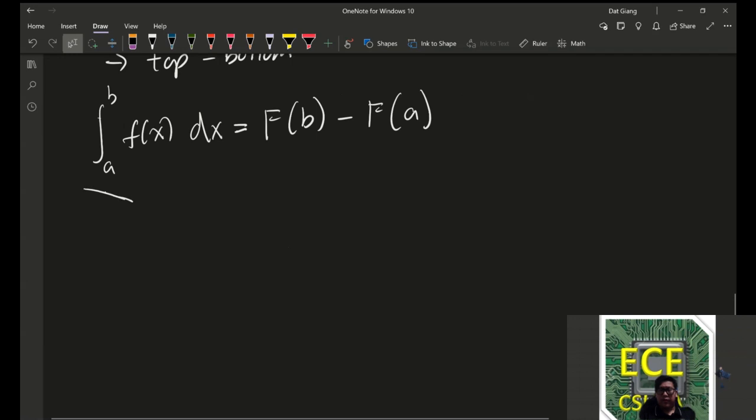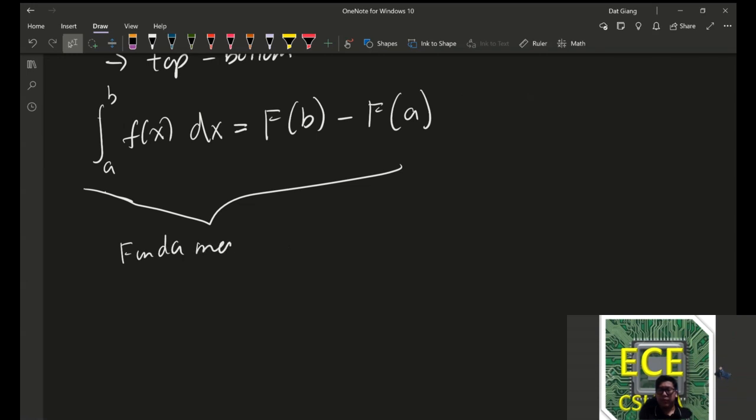And from here, this also takes on a fancy name. It is called the fundamental theorem of calculus.